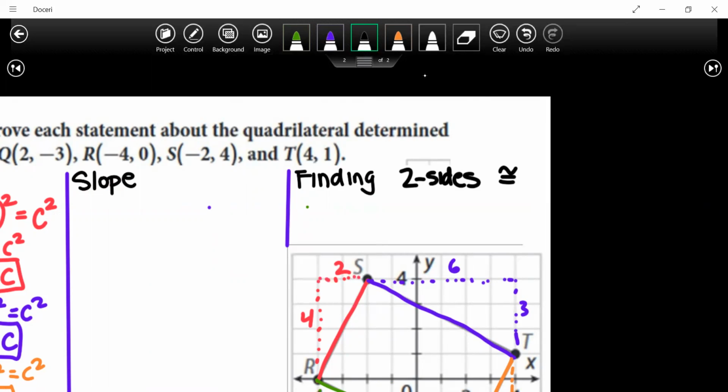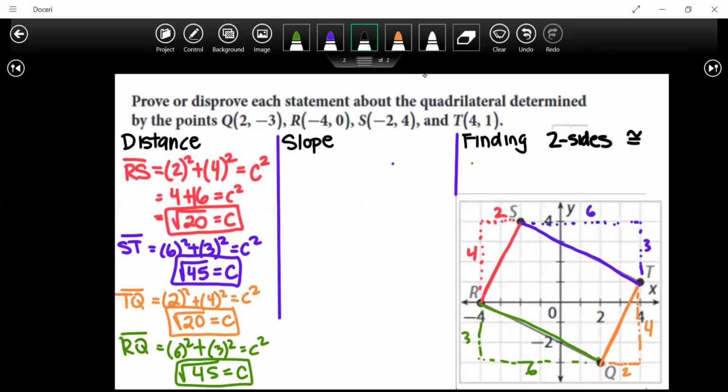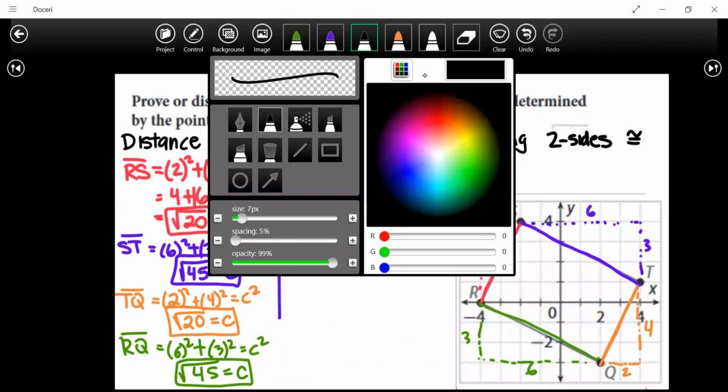Now we want to be able to show a little bit more, so we're going to have to do the slopes of them. We have to apply the slopes. So we're bringing everything that we've learned together. Last week we did slopes. This week we did the distance formula. We're bringing it all together to solve these. So what is the slope of RS?